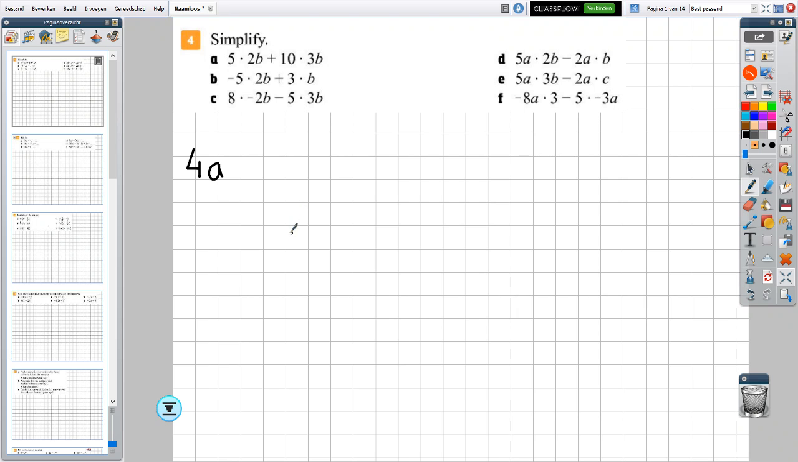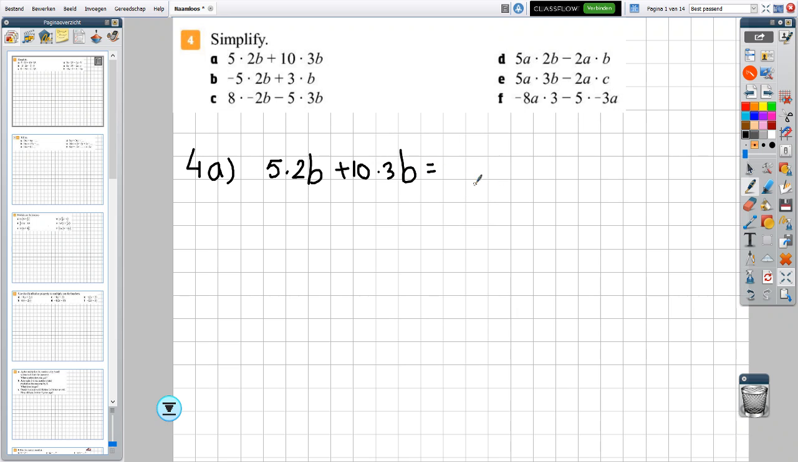Good day everyone, let's take a look at exercise 4 from paragraph 8.1, simplifying. I'm not going to do all those exercises that I have right here, I'm just going to show you a few of them and take a look at what they expect you to do. So I'm going to start with exercise 4a. 5 times 2b plus 10 times 3b.